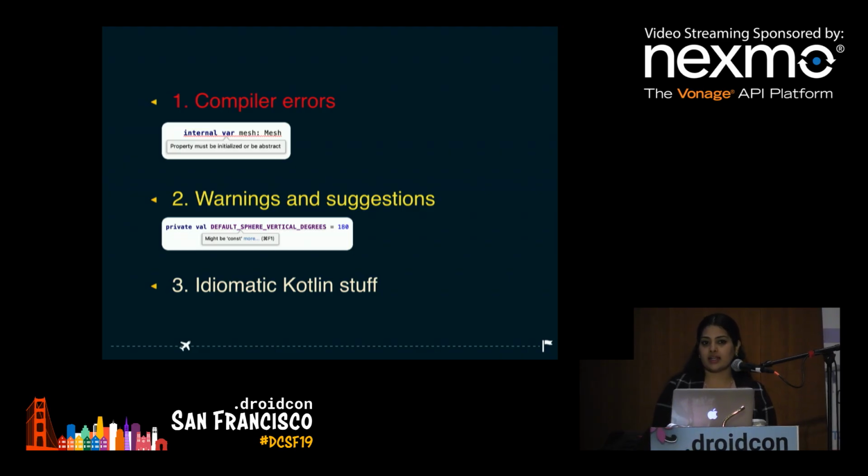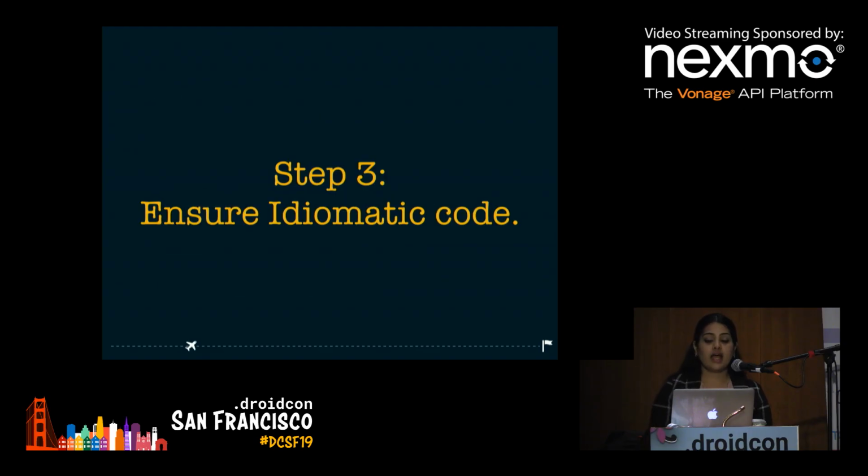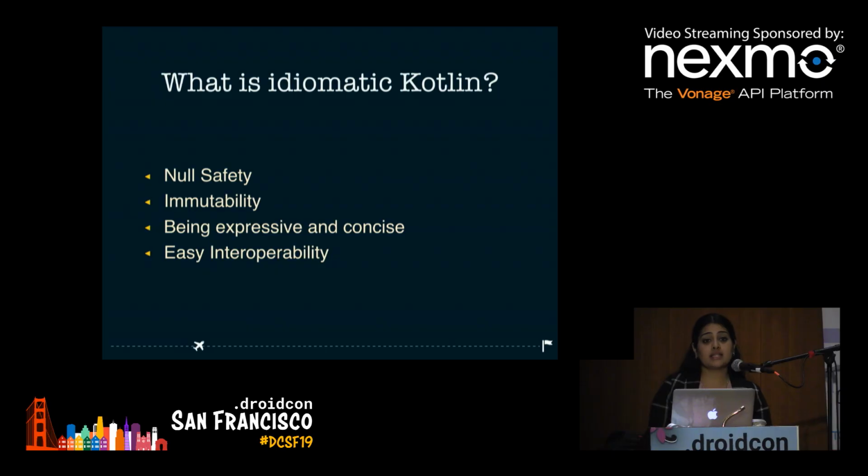I keep saying idiomatic Kotlin, so let's talk about that. Step 3. How to ensure idiomatic code. And by idiomatic Kotlin, the main things I like to focus on are null safety, immutability, being concise and expressive, and having easy interoperability with Java. And these are by no means the only idioms in Kotlin, but they are the ones that show up the most frequently in legacy code in Java, and they are the ones we'll focus on today.